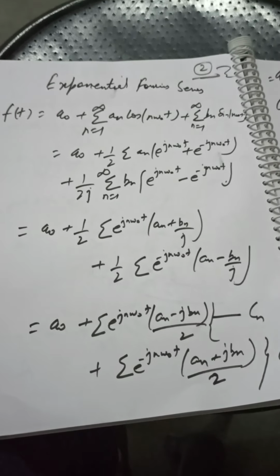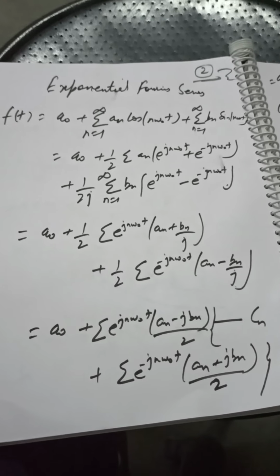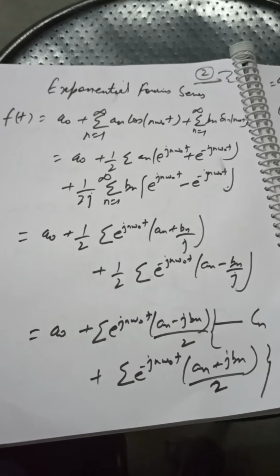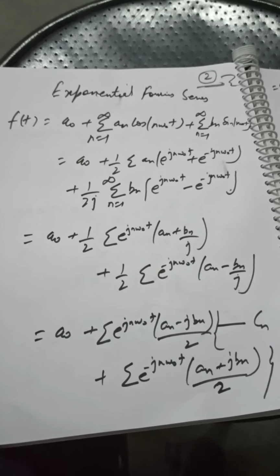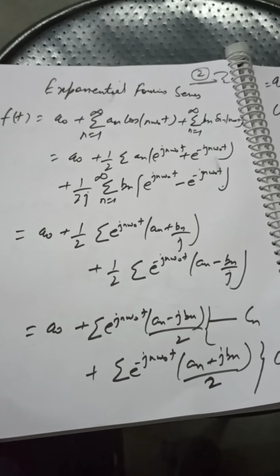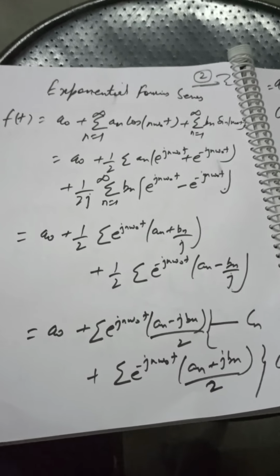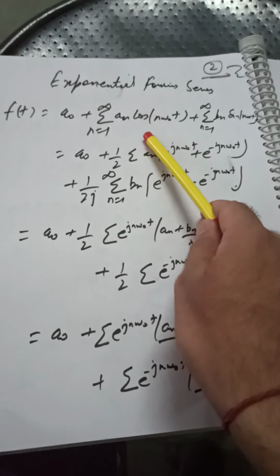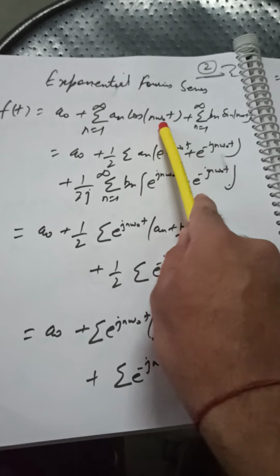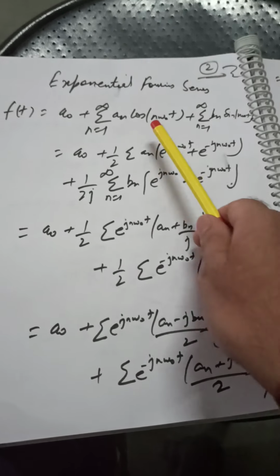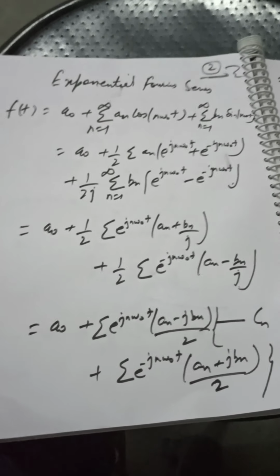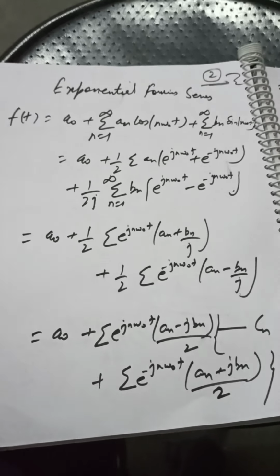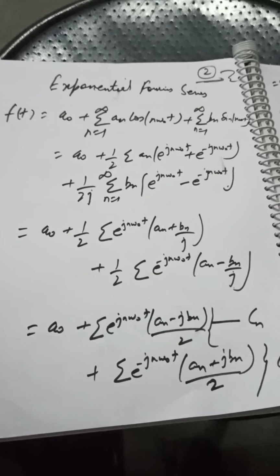Now, coming back to the exponential Fourier series, how we are going to form this Fourier series is of utmost importance to all of us. Have a look at this. The cosine of n omega naught t can be expressed as a function of e. It can be expressed as a function of e to the power j n omega naught t and e to the power minus j n omega naught t.